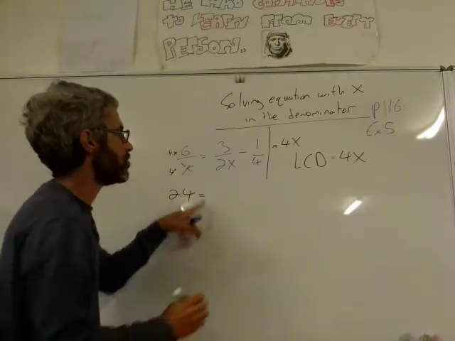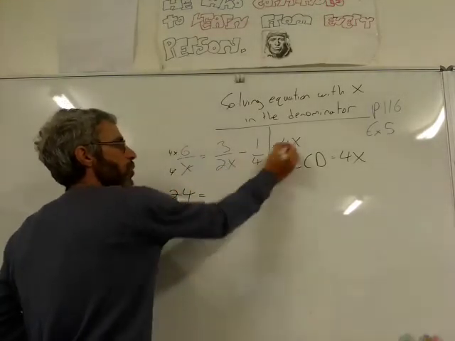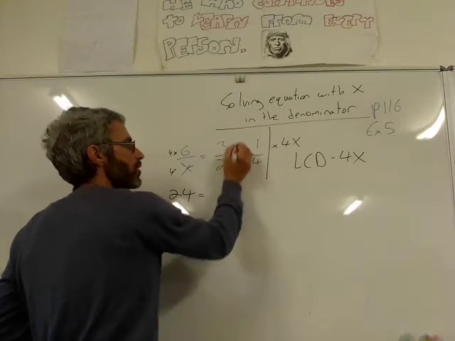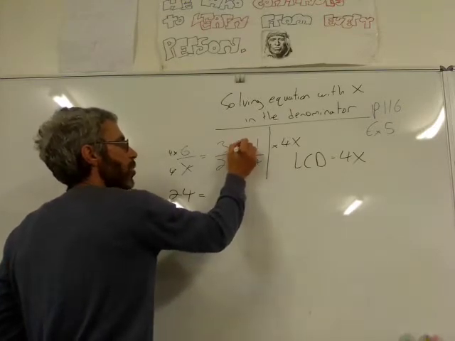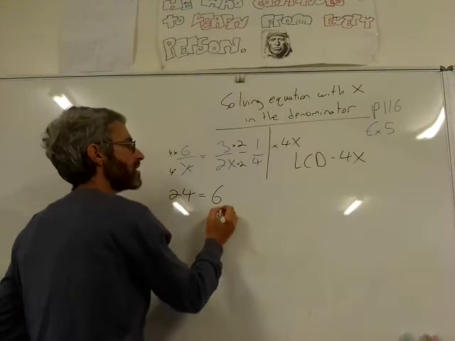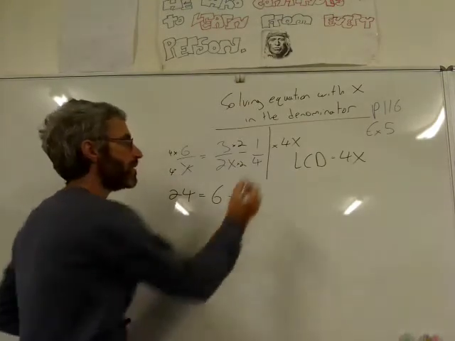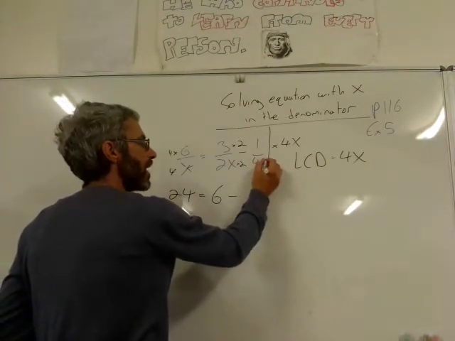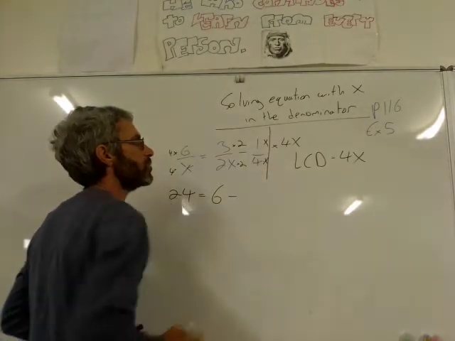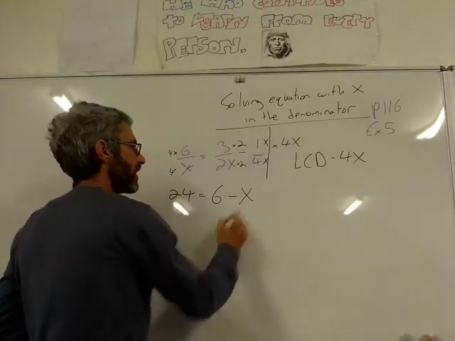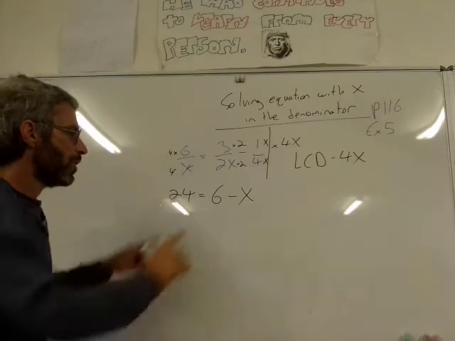And that's equal to, if I had to go from 2x to 4x, I multiplied by 2, so I need to multiply the 3 also by 2. I'm going to have 6. Minus the 4, I had to multiply it by x, so the 1 I also have to multiply by x, and I get 6 minus x.